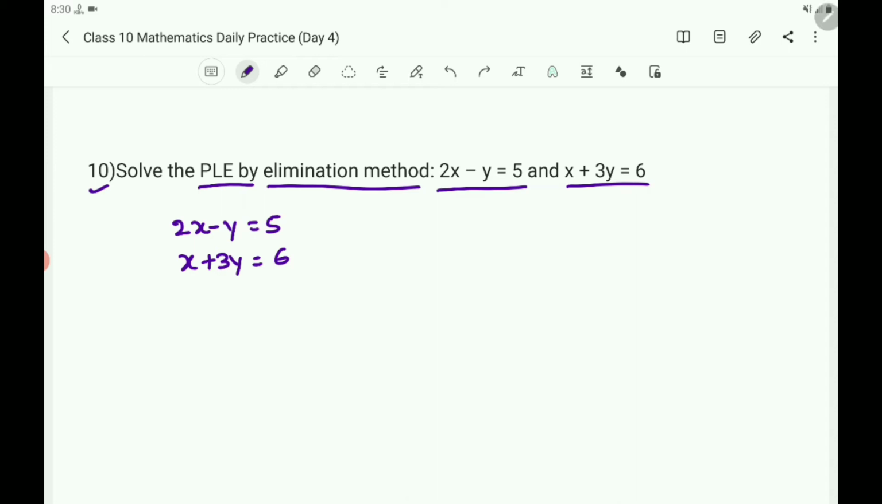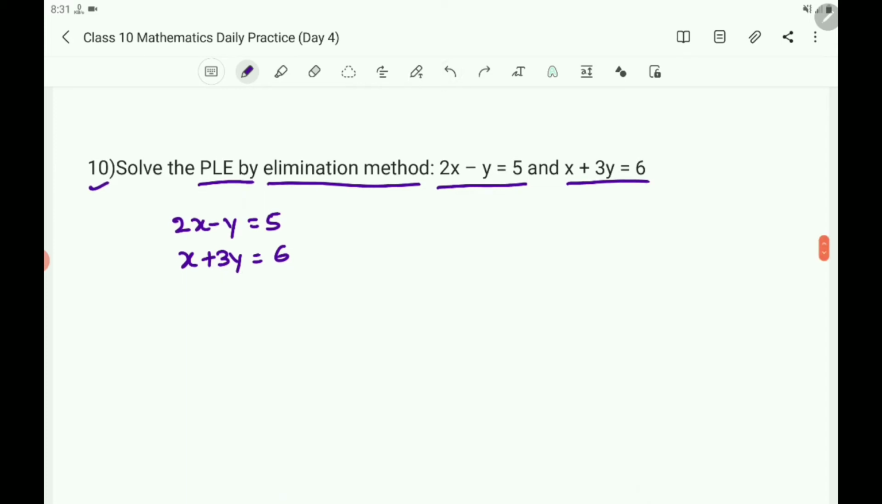Here you observe the coefficients of the variable x. In the first equation, the coefficient of x is 2. In the second equation, the coefficient of x is 1. And for y, the coefficient of y in the first equation is -1, in the second equation it is 3. So in both the equations, the variables do not have the same coefficient. So we have to convert the coefficient of any one of the variables to be the same.